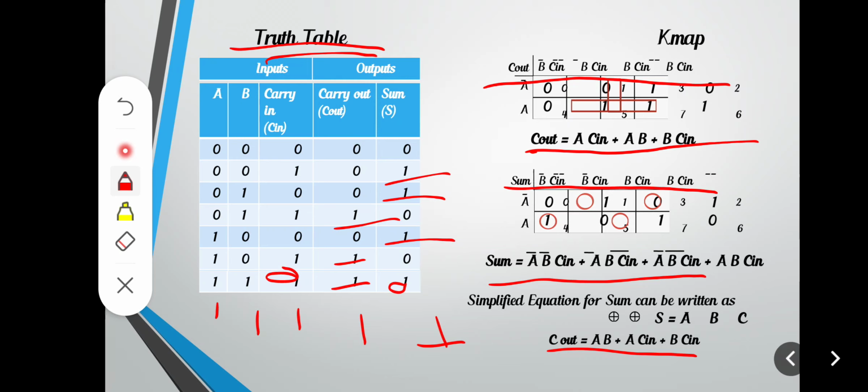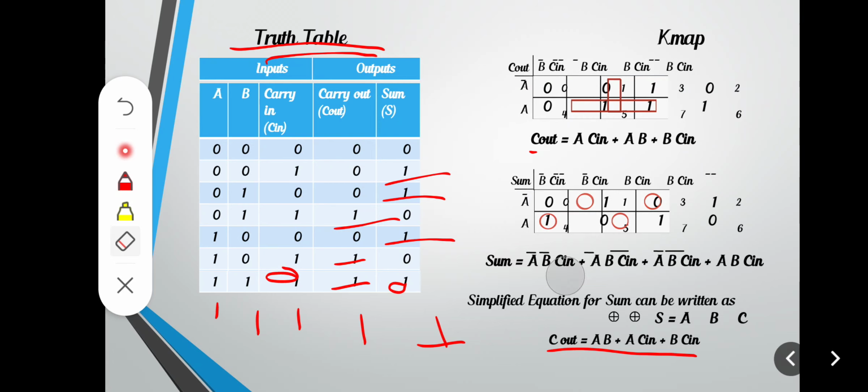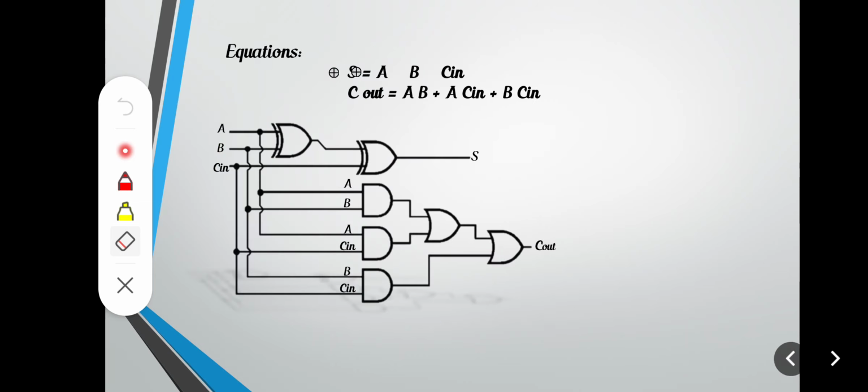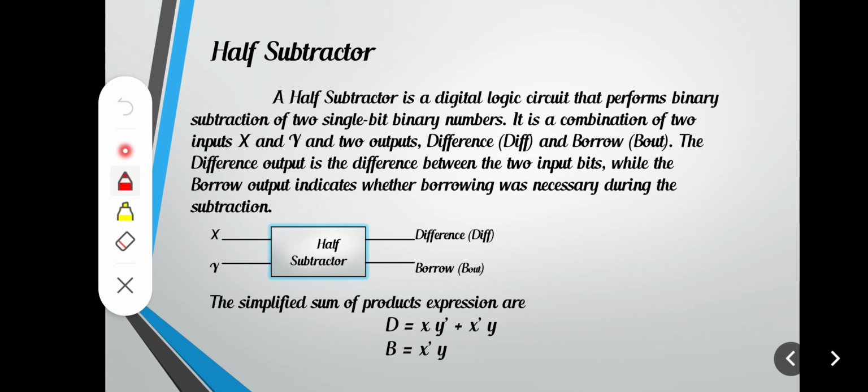So now, based on this boolean expression, let's see the logic for this full adder. This is the expression for carry output. Next, half subtractor. Similarly, first start with the half subtractor.